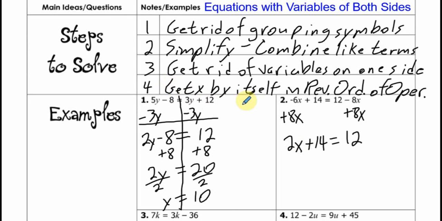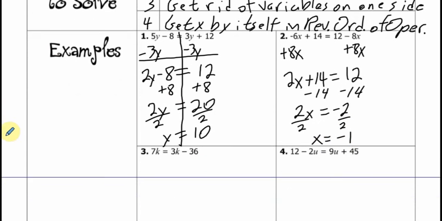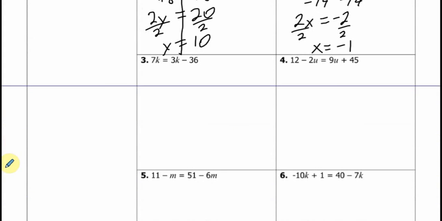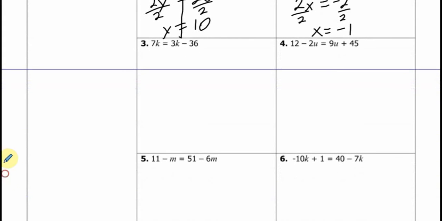We're doing step 4, get rid of it in the reverse order of operations. So we're going to minus 14, minus 14. So that leaves us with 2x equals 12 minus 14, divided by 2, because it's 2 times x, divided by 2, and we get x equals negative 1. Right?